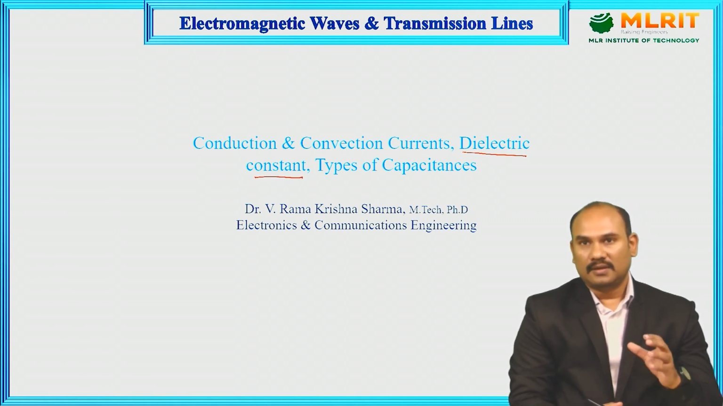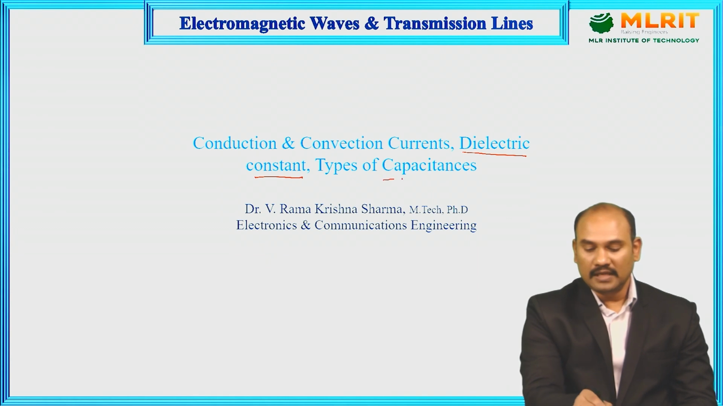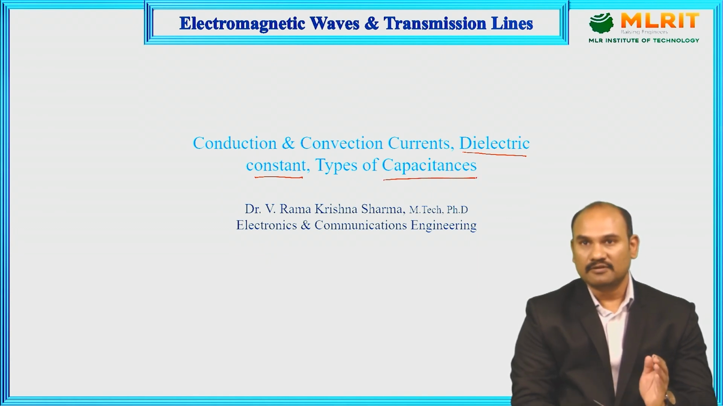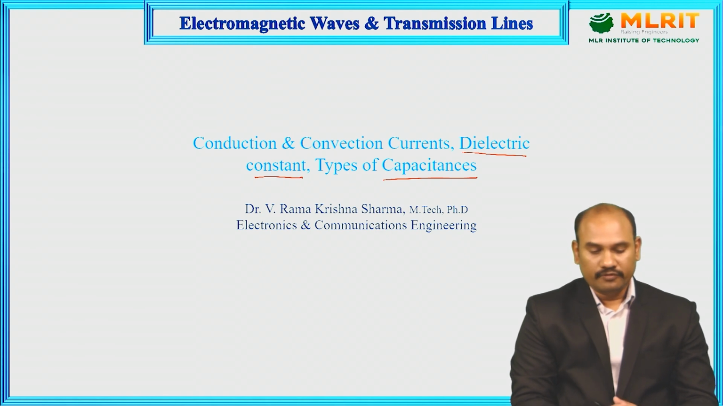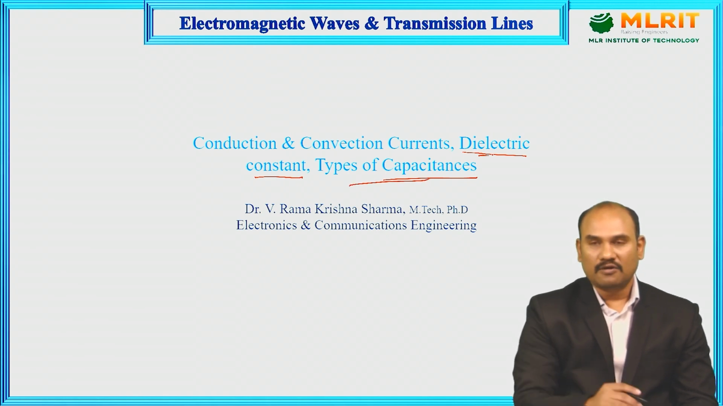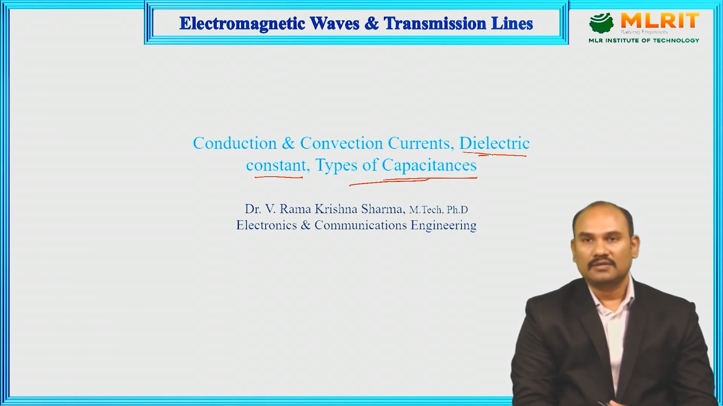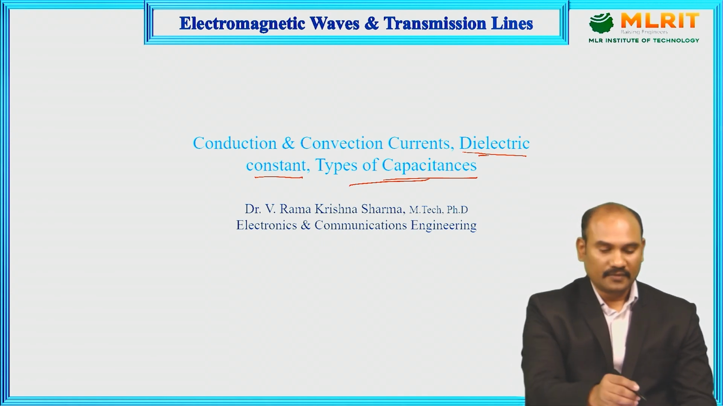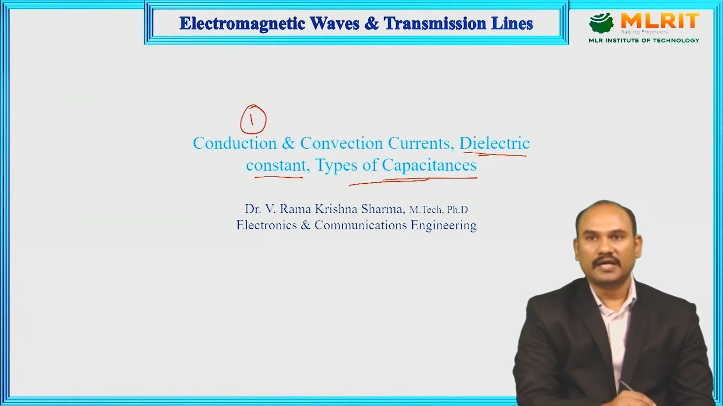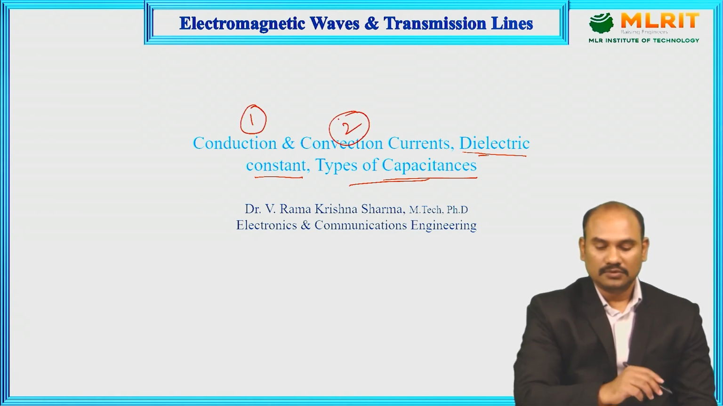That material is used to fill the region between the plates of a capacitor or between the spheres of a capacitor or between the cylinders of a capacitor according to the geometry of the capacitors. So, before going to these capacitances and dielectric constants, we have a small topic which distinguishes the two types of currents, namely number 1 the conduction current, number 2 convection current.